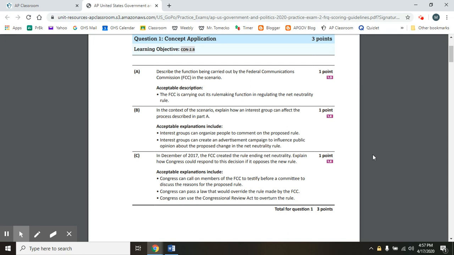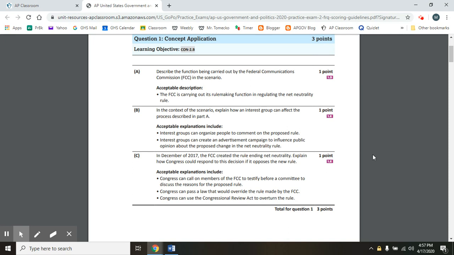Okay, that's specific. Part B, in the context of the scenario, explain how an interest group can affect the process described in A. How can an interest group influence the rule-making process? Interest groups can organize people to comment on the proposed rule. That's what I had mentioned. We didn't mention this, but it also makes good logical sense. Remember, interest groups often try to shape public opinion, so they could certainly create an ad campaign to try to influence public opinion about the proposed change, which, of course, should lead people to comment or maybe to put pressure on Congress to change this if they don't like it. But those are 2 things, I think.